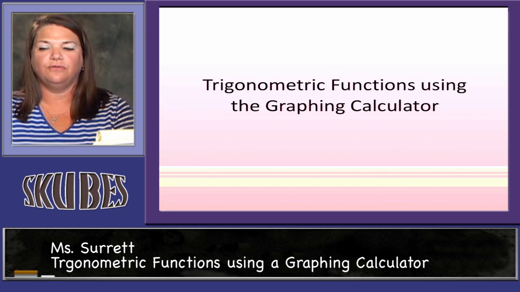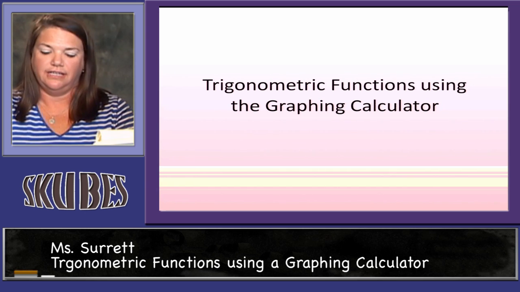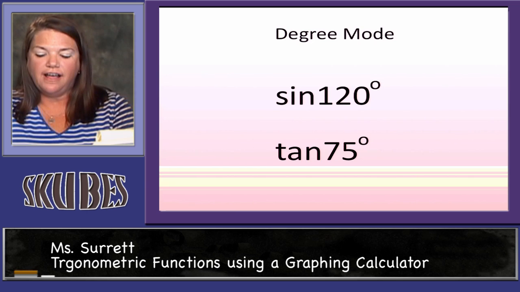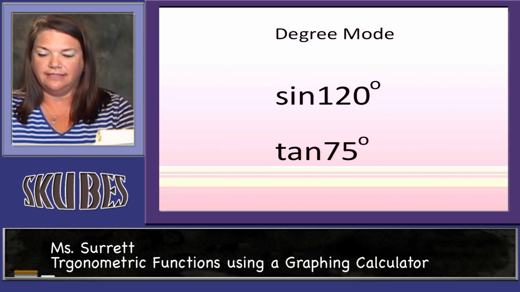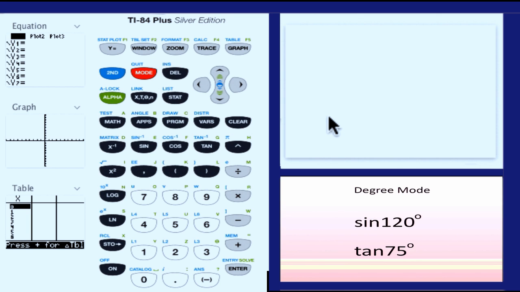Welcome to the lesson on trigonometric functions using the graphing calculator. If you were trying to find the ratio of two sides, for example, sine 120 degrees, you would want to first check to make sure that your calculator was in degree mode. The default mode for the calculator for trig functions is always in radians.